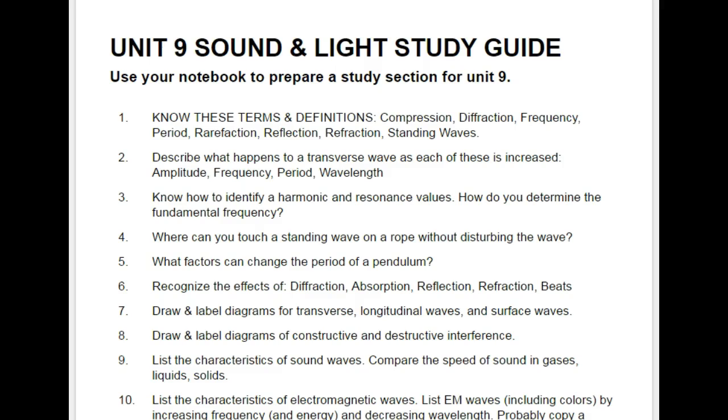Number 3, know how to identify a harmonic and resonance values. For identifying the harmonic, you need to simply count the number of antinodes. To find the resonance values, it's multiples of the fundamental, and the fundamental is the frequency for one antinode. So you need to make sure you know how to do that. We've given you several worksheets that include calculating harmonics, so you should make sure you're familiar with that.